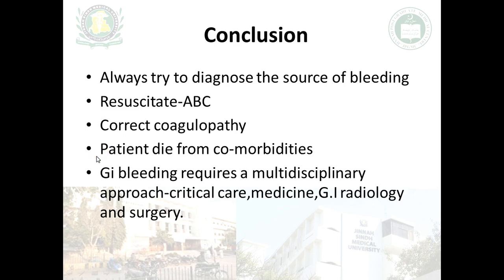Remember that the patient can die from the comorbidities, right? We have discussed the main issue like ischemic heart disease. So the patient can die due to ischemic heart disease because of the massive bleeding. GI bleeding requires a multidisciplinary approach. So critical care, medicine, GI, radiology and surgery, everybody should be involved in a patient who is presenting with lower GI bleeding.